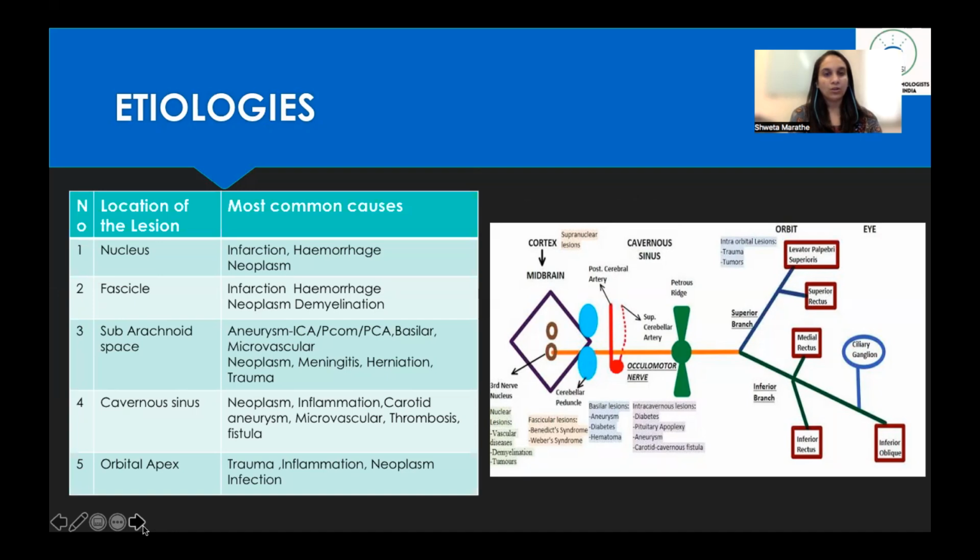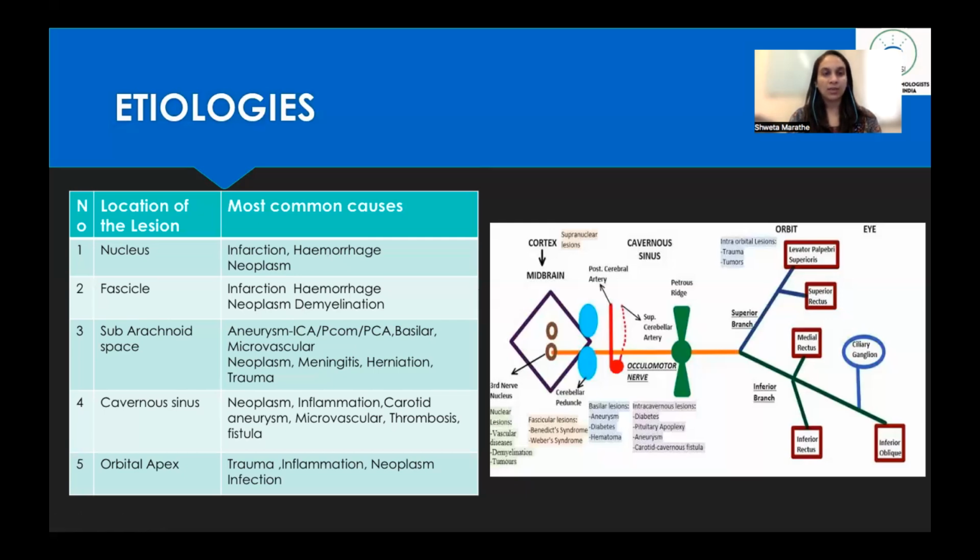So now the causes of a third nerve palsy would depend on where the nerve is involved in its course. It would be divided into nuclear, fascicular, subarachnoid space, cavernous sinus, and orbital apex. In the nucleus, the commonest causes are infarction, hemorrhage, neoplasm. In the fascicle, it is infarction, hemorrhage, neoplasm, and demyelination.